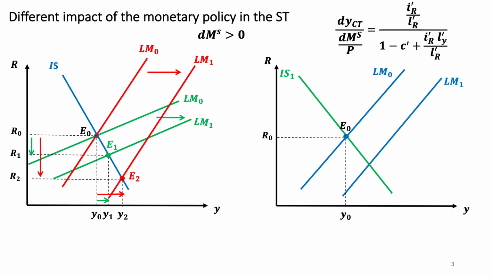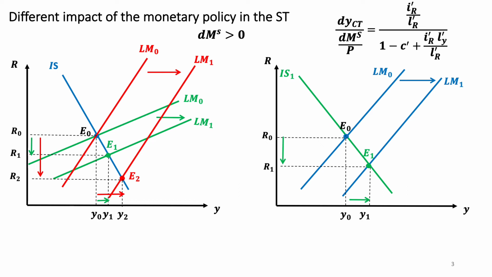Again, we start at E0 with an IS curve that is relatively steep. To come back to the equilibrium on the goods market, we need a large decrease in the interest rate to increase investment and to come back to the equilibrium. The interest rate therefore decreases a lot from R0 to R1, but the impact on investment is limited. The income increases moderately.